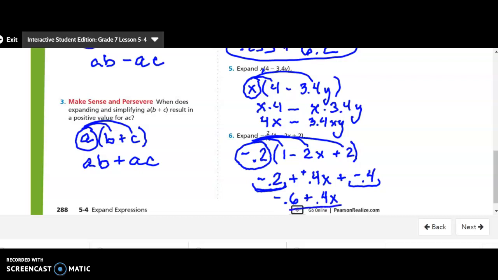And this now is as simple as we can go, because the second term has an X, and the first term is just a number. They're not like terms, which means we can't combine them further.